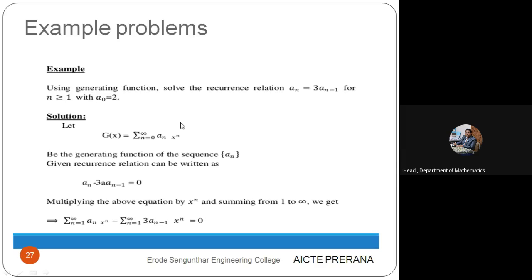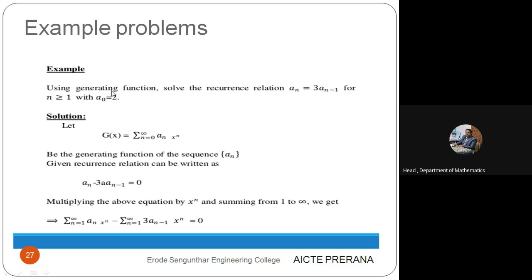Now we see one problem using generating function. How do we solve a recurrence relation using generating function? The problem is: using generating functions, solve the recurrence relation an equal to 3an minus 1 for n greater than or equal to 1 with a naught equal to 2. Here we introduce the generating function g of x. G of x equal to summation n equal to 0 to infinity an into x power n.